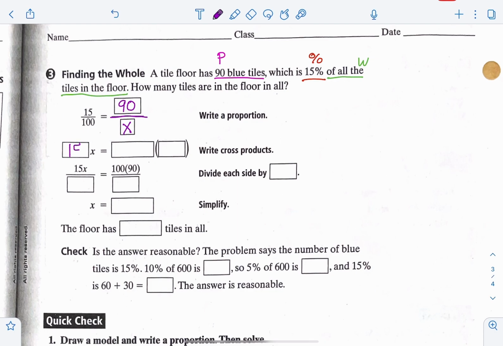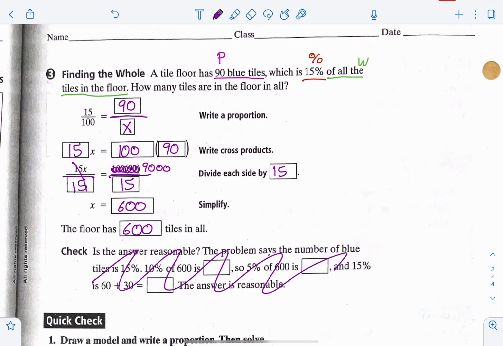So we have 15 times x equals 100 times 90. 15 times x is just 15x. 100 times 90 is 9,000. We're going to divide both sides by 15 to get that x by itself. x equals 600. So the floor has 600 tiles in all.